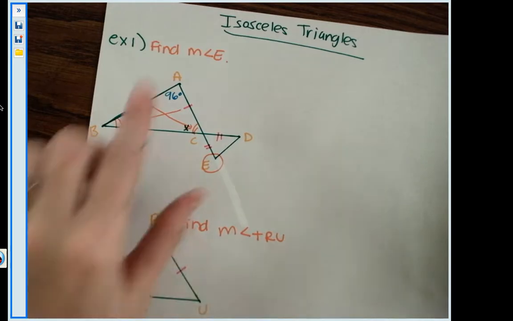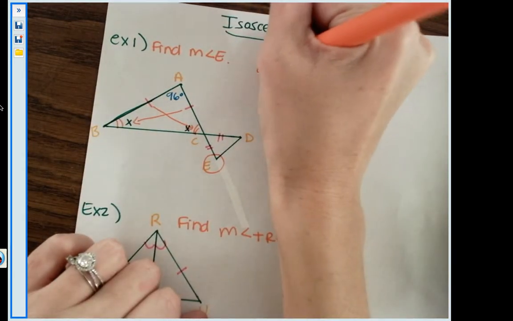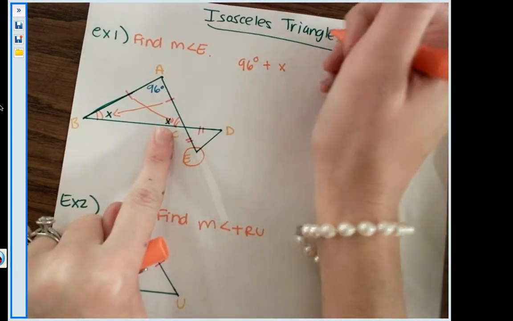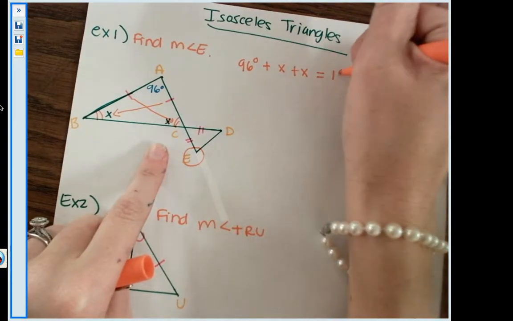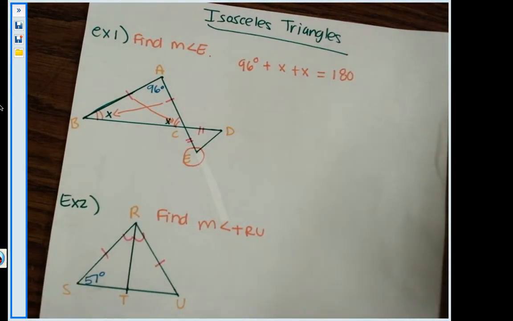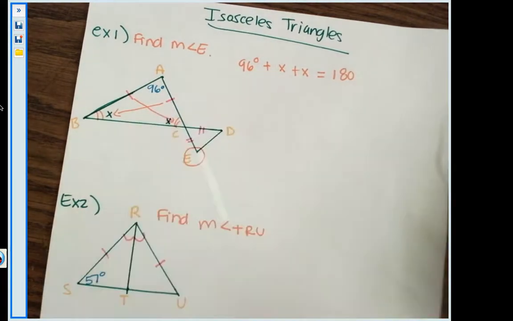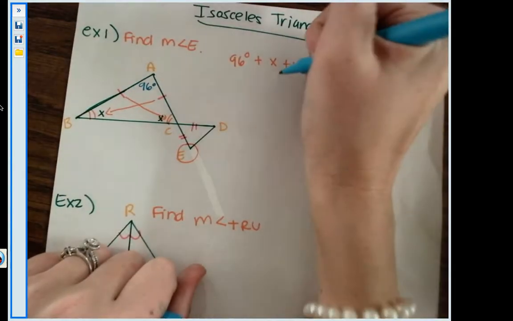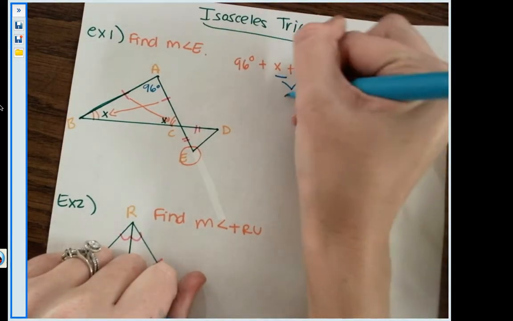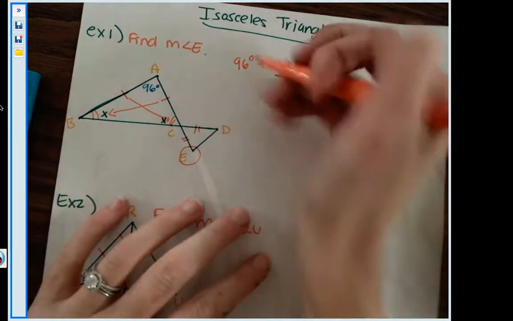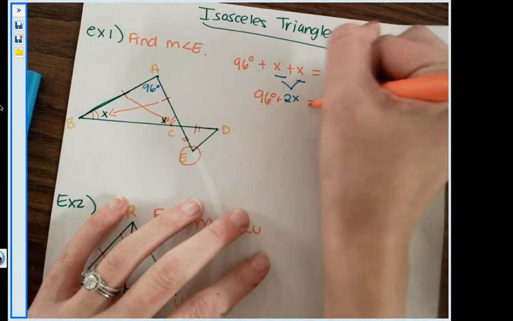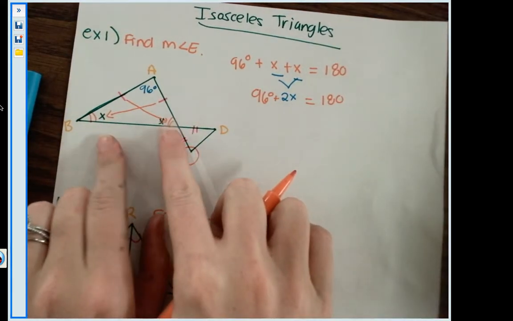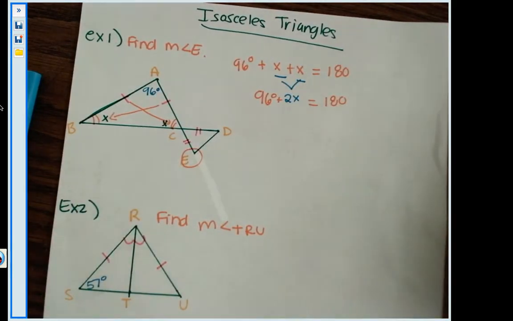So I know that 96 plus this angle, angle X, plus this angle, which is also X, should add up to be 180. So let's get going. X plus X, these are my like terms right here, and X plus X will give me 2X. So this is 96 degrees plus 2X equals 180. Now I need to solve this for X because it'll get me one of these angles, which will help me work my way to angle E.